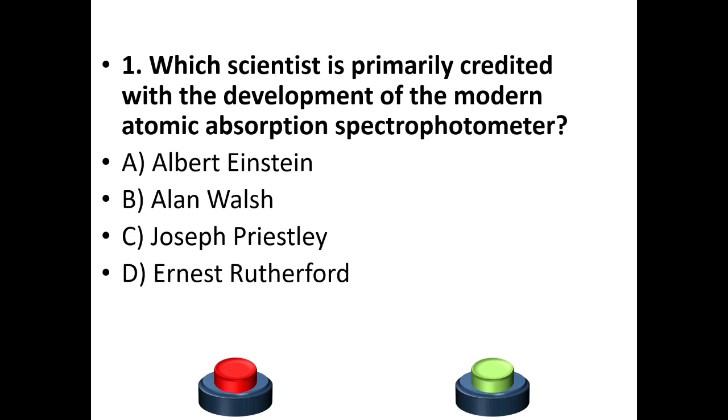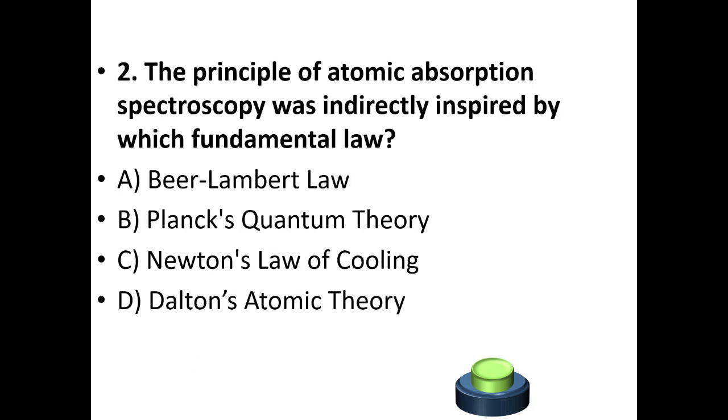First question, which scientist is primarily credited with the development of the modern atomic absorption spectrophotometer? A. Albert Einstein, B. Alan Walsh, C. Joseph Priestley, D. Ernest Rutherford. Which is the answer? Your answer is option B. Alan Walsh.